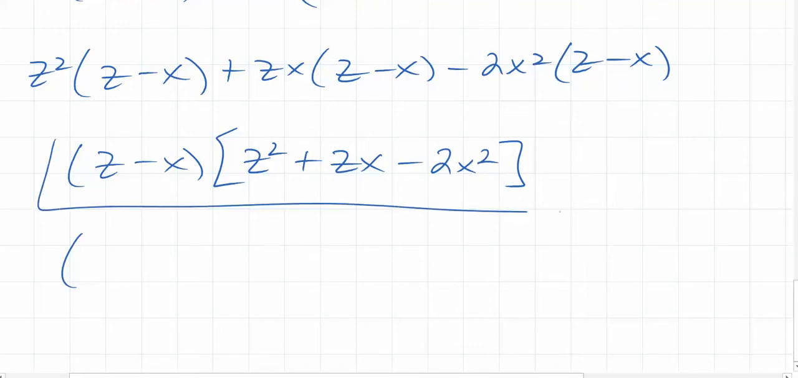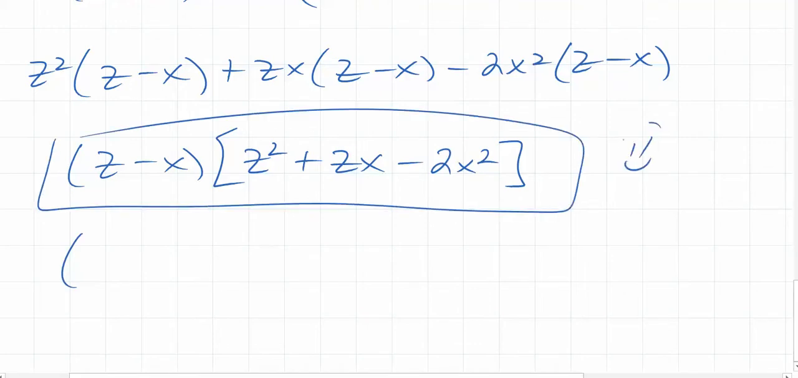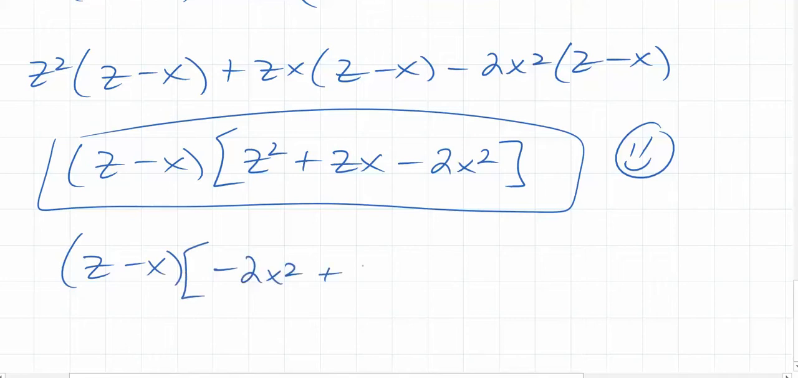At this point, this is pretty good. If you did that, that's pretty nice. But we need to see if you can factor more. This is a challenging one. So what do we have? We have Z minus X. I'm going to rewrite this: -2X squared plus ZX plus Z squared. I'm just rewriting it with X first.